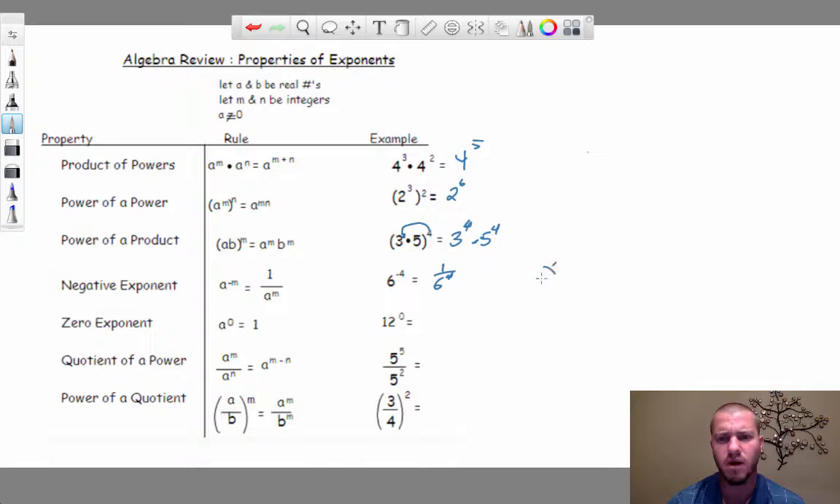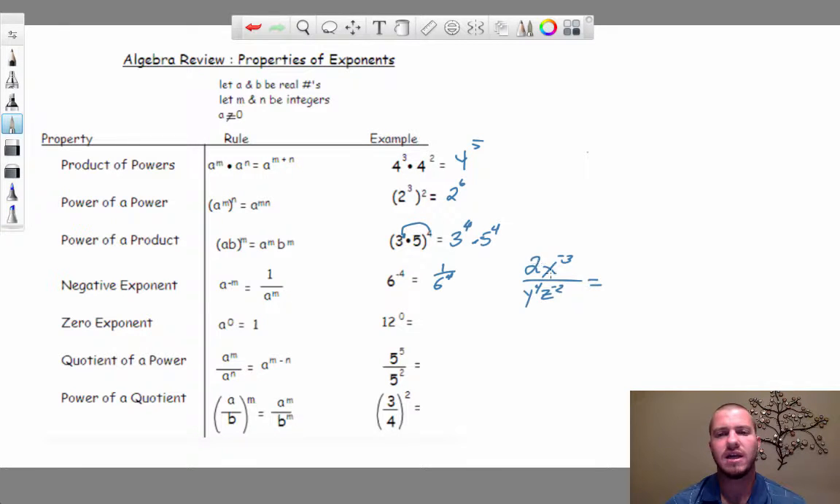So I'm going to do some with variables. We're going to get some here with variables. So let me do this. We have 2x raised to the negative third, y over y raised to the fourth, z raised to the negative second. So basically, you move anything that has a negative exponent.